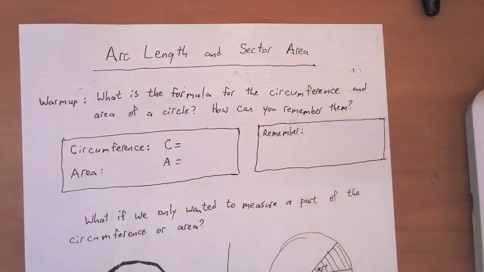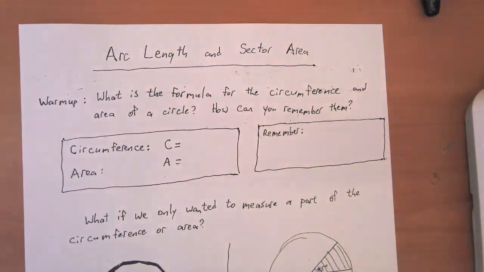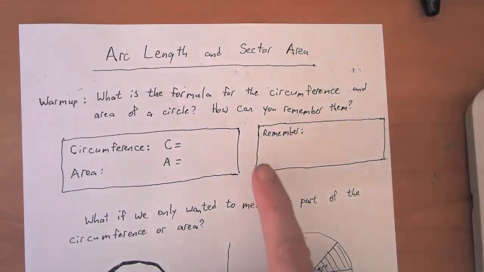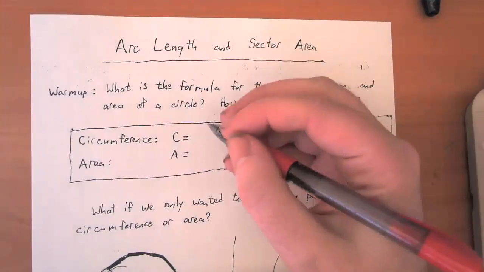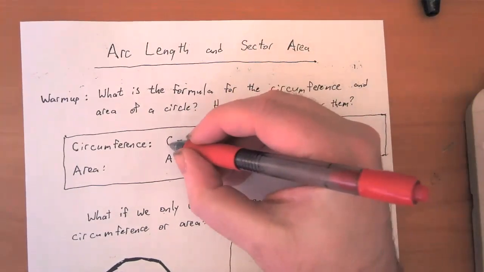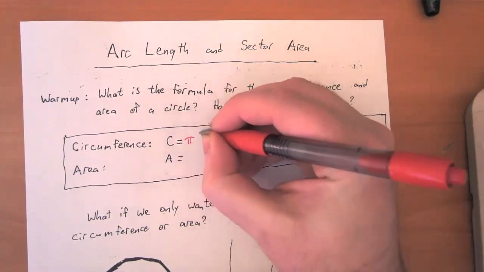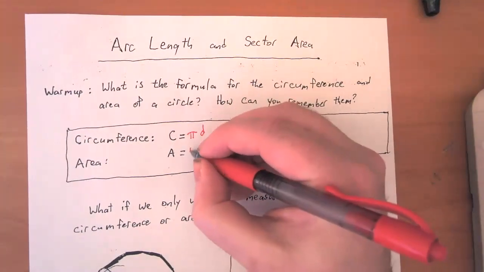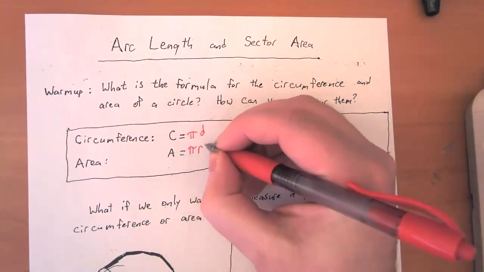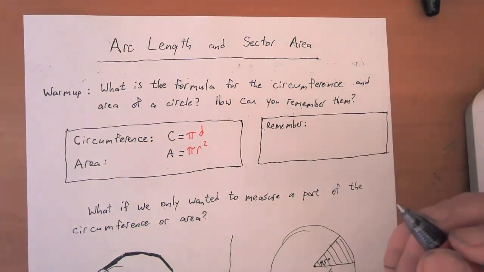Okay, so at the very top, I've got asking you for the formula for the circumference and area of a circle. And also, if you have trouble remembering them, I've got a little tip for you. So here are the formulas. The formula is that circumference is equal to pi times the diameter of the circle, and area is equal to pi r squared, where r is the radius of the circle.